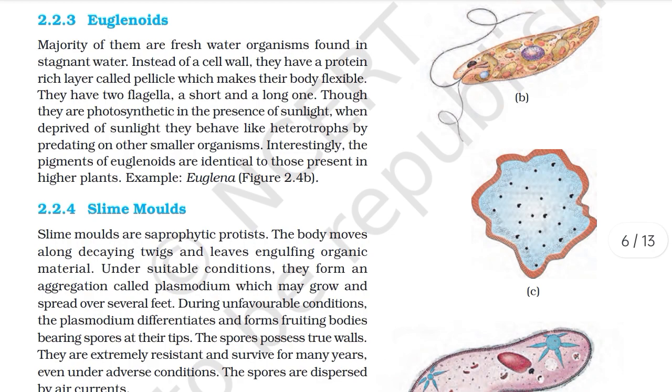Euglenoids. The majority of them are freshwater organisms found in stagnant water. Instead of a cell wall, they have a protein-rich layer called pellicle, which makes their body flexible.